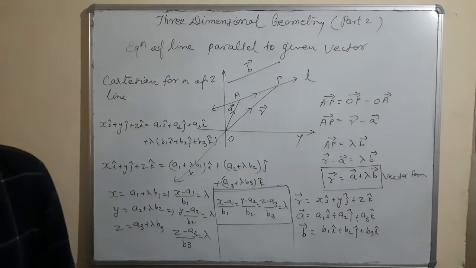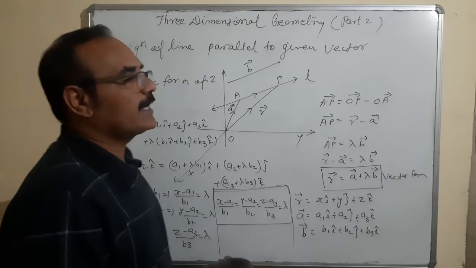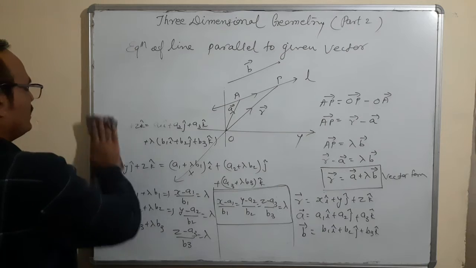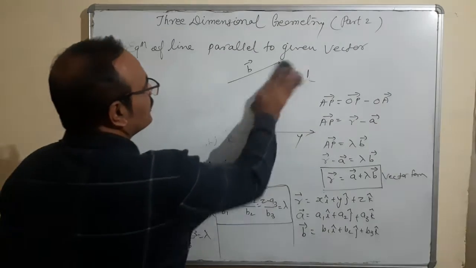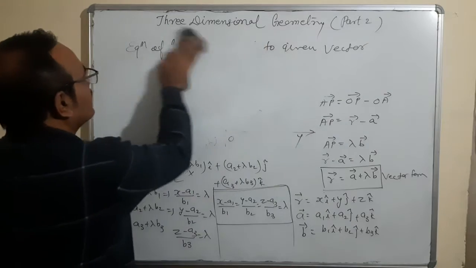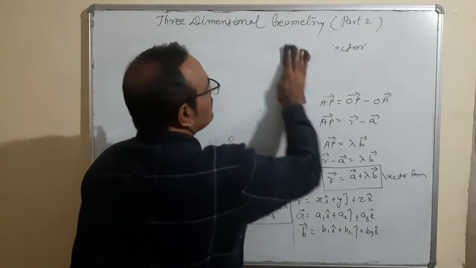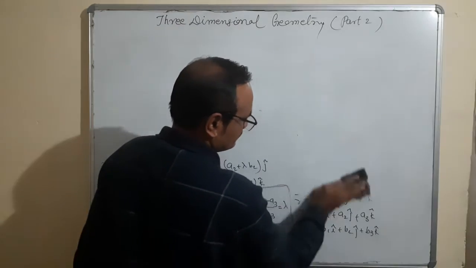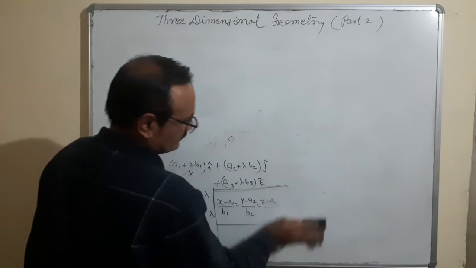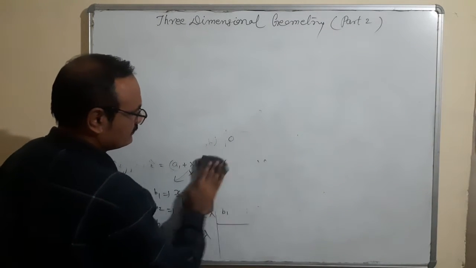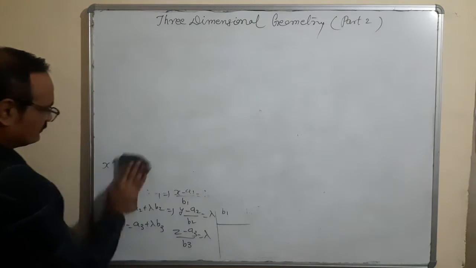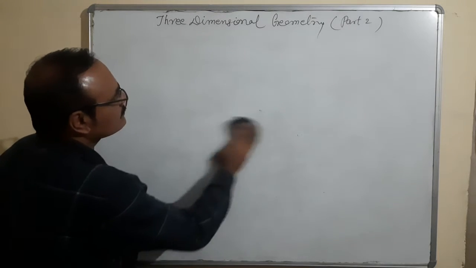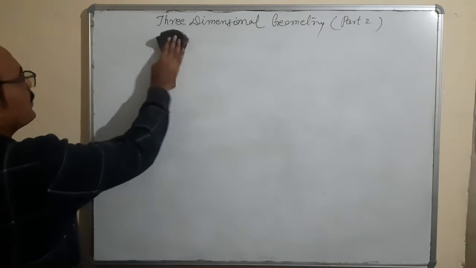The second formula we are going to derive is the equation of the line passing through 2 points. A slight change in that. In the previous term, a single point was given on the line. Here 2 points are given on the line. How many points are given? There are 2 points given.